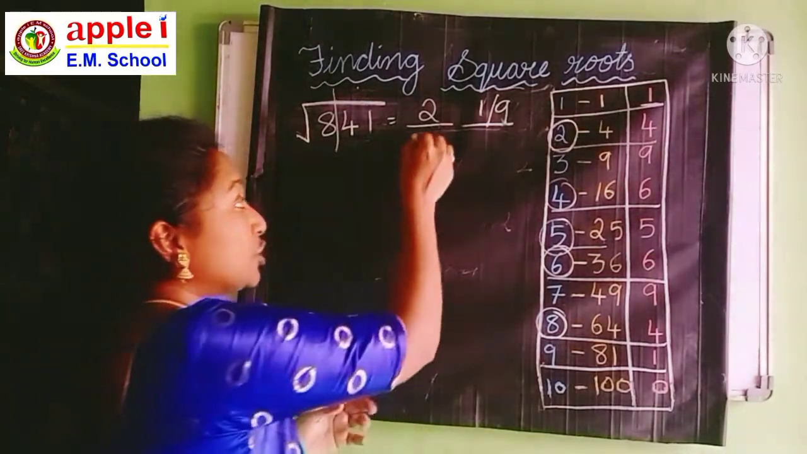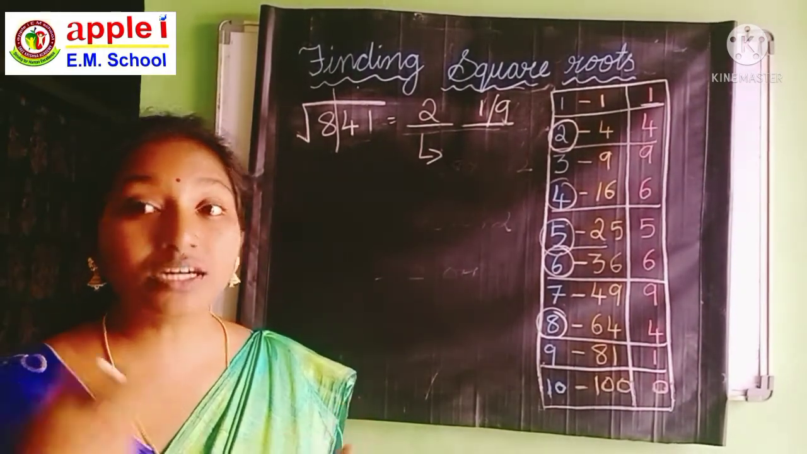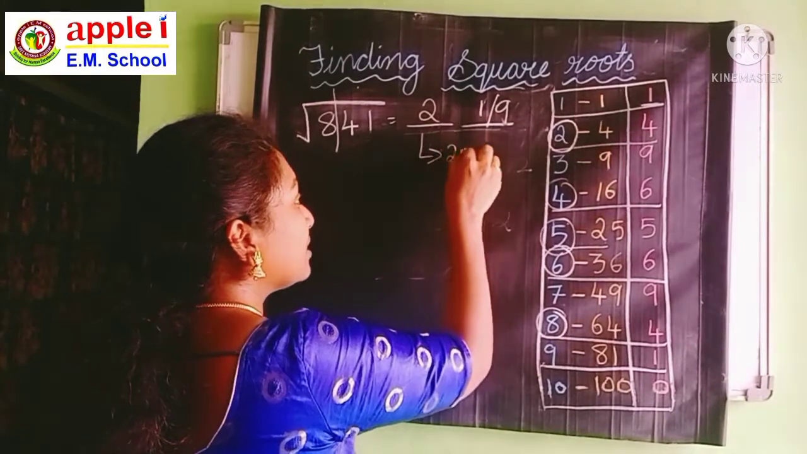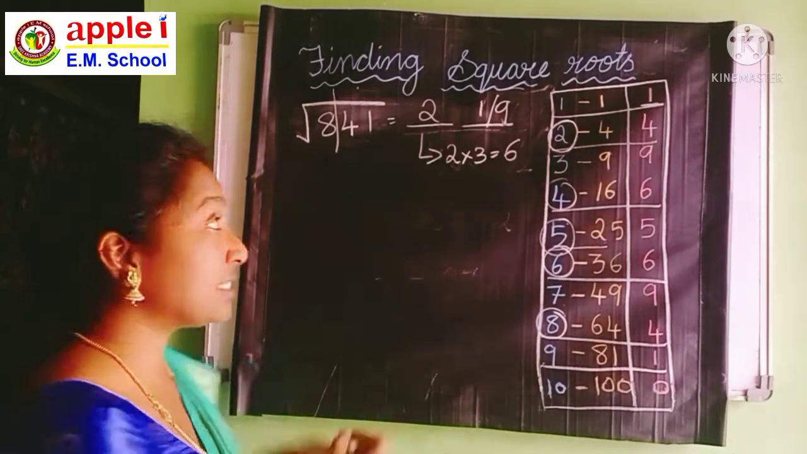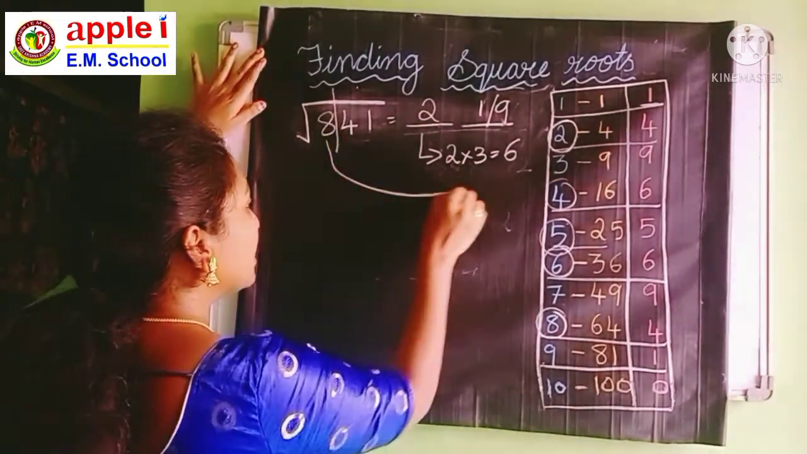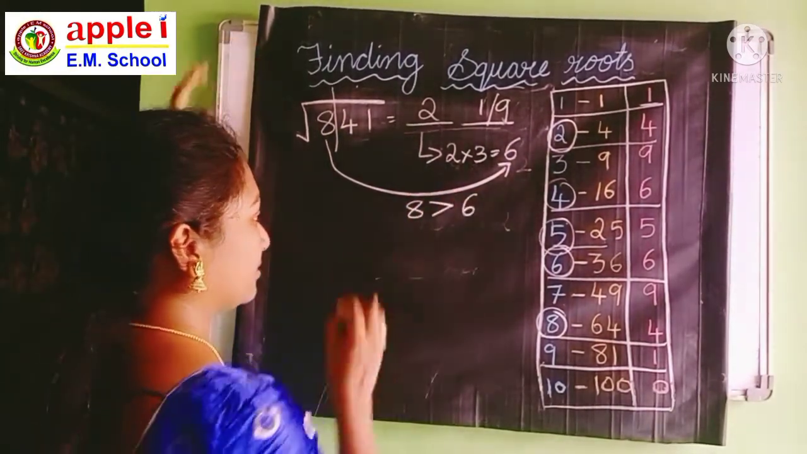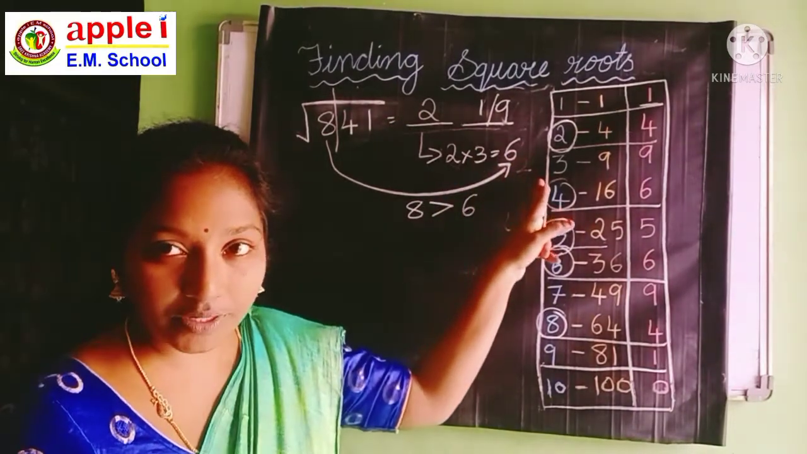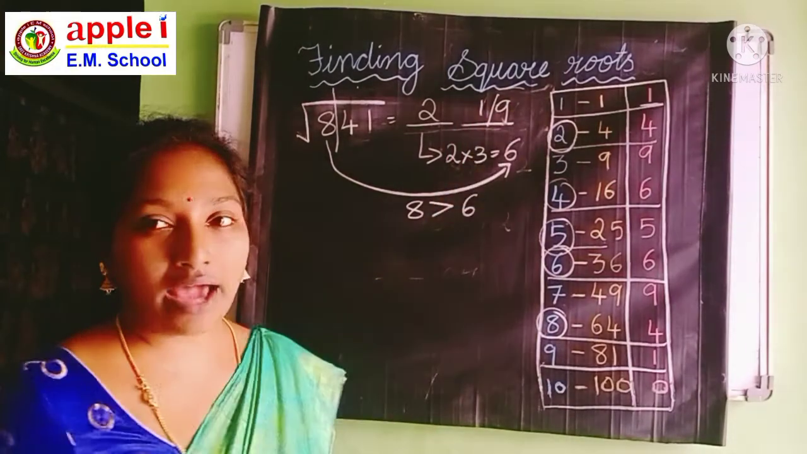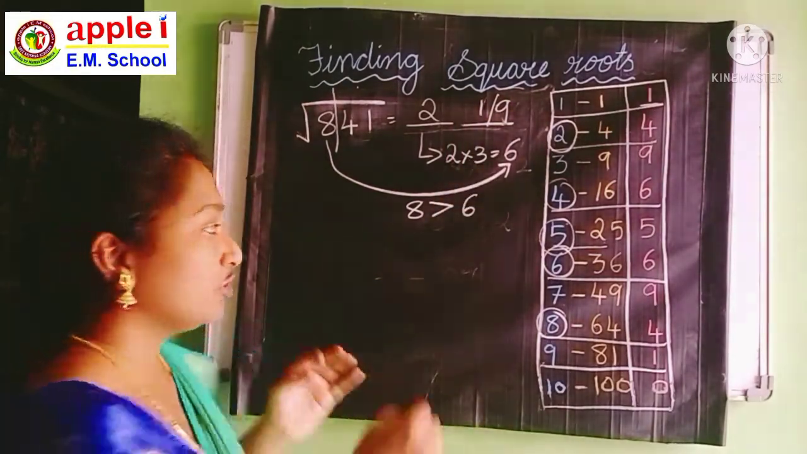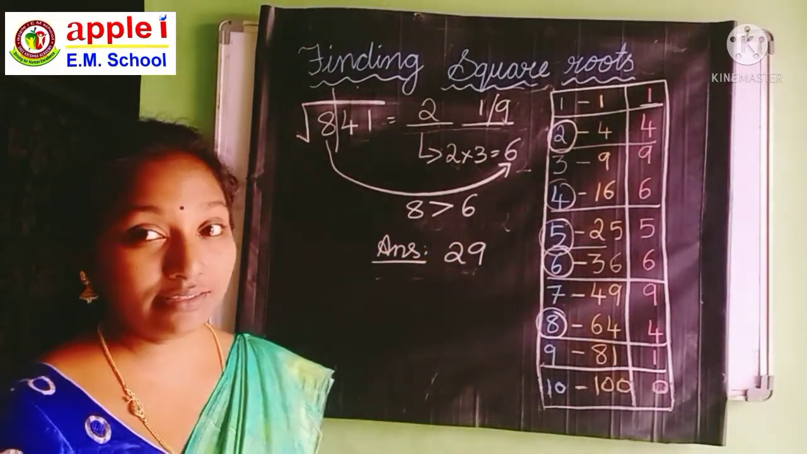Next, this 2 we have to multiply with the next number. 2 after 3, so 2 multiply with 3. So 2 3s are 6. And the next step, we have to compare these two numbers. Here 8 is greater than 6. So if it is greater than this number, we have to take the big number. So here 1 and 9, the greatest is 9. So the answer is 29.